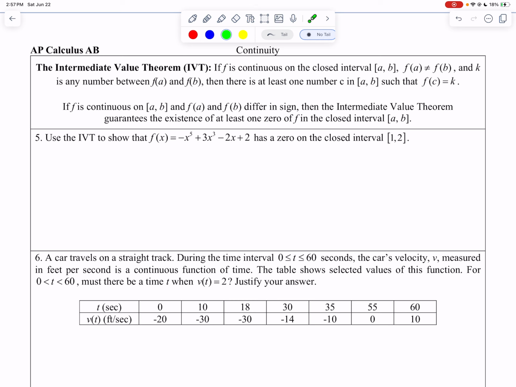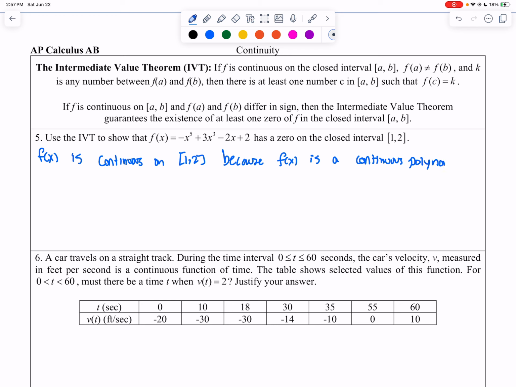So to prove the intermediate value theorem, we're going to need to do a couple of things. The first thing that we're going to do is prove that the function's continuous. Usually it's going to say that the function is continuous, or you need to prove that it's continuous because, hey, it's a polynomial function, just like number 5. So here, I'm going to say that f of x is continuous on 1 to 2 because f of x is a continuous polynomial function. Great. So that's our first part.